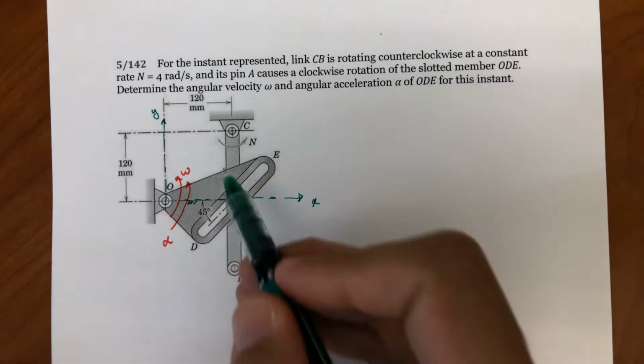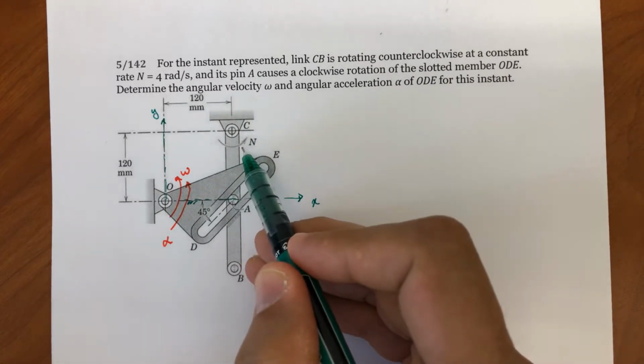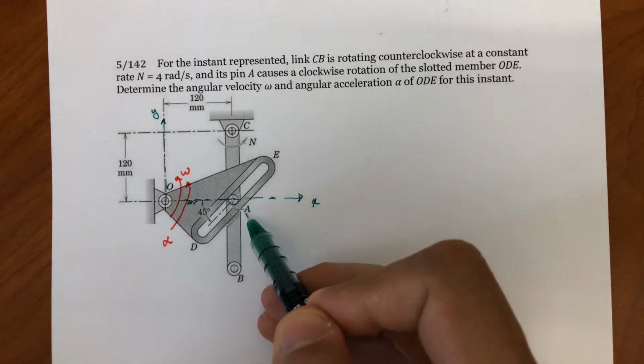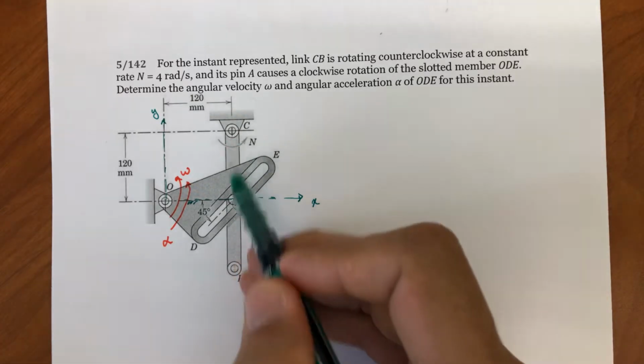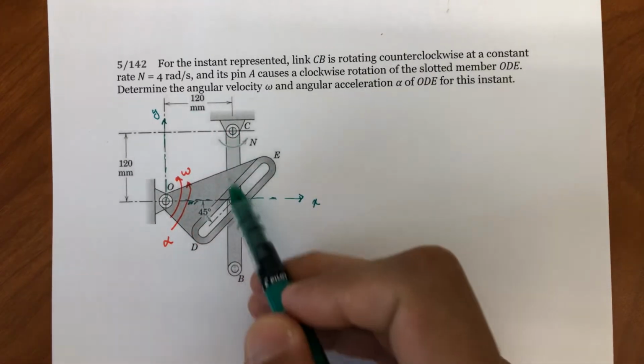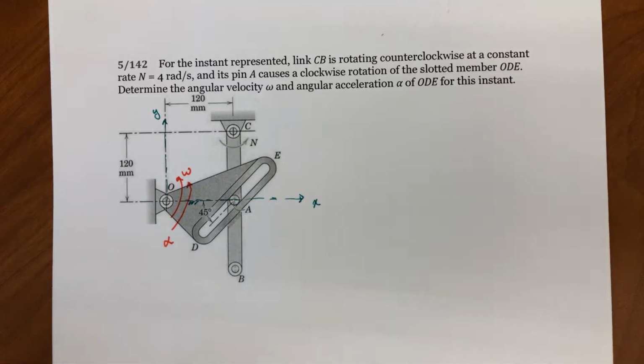So I know this link is rotating with an angular velocity of n, 4 radian per second. From there, I can find the velocity of A. Velocity of A is going to be r times omega, or r times n here. So it's going to be 4 times 0.12 meter, and the direction of the velocity is going to be in the x direction.